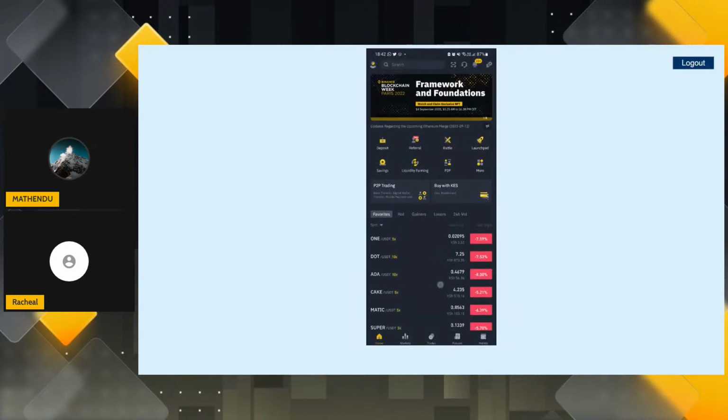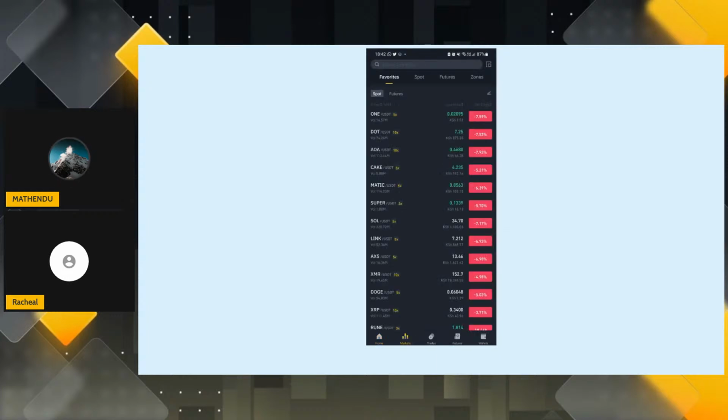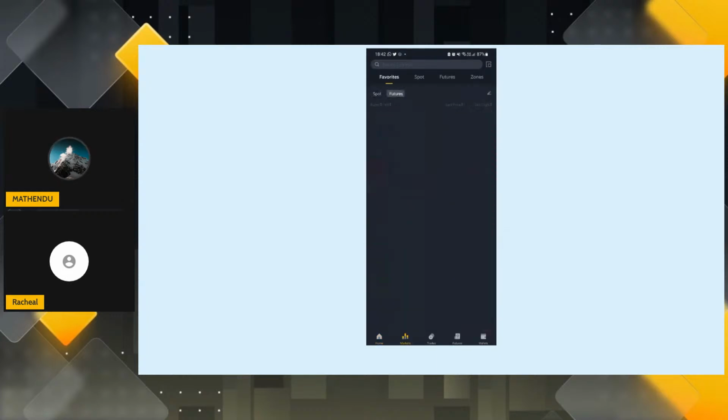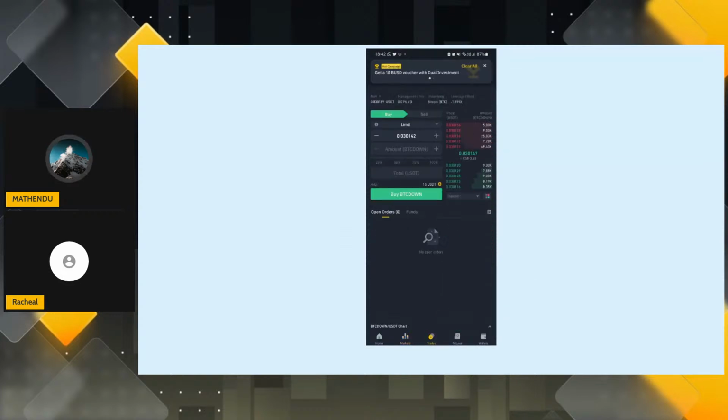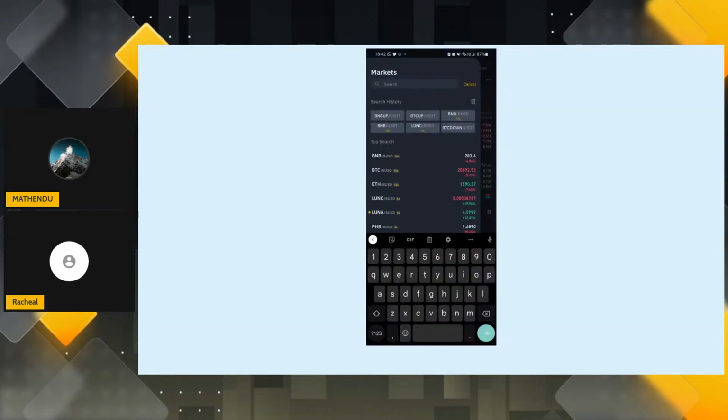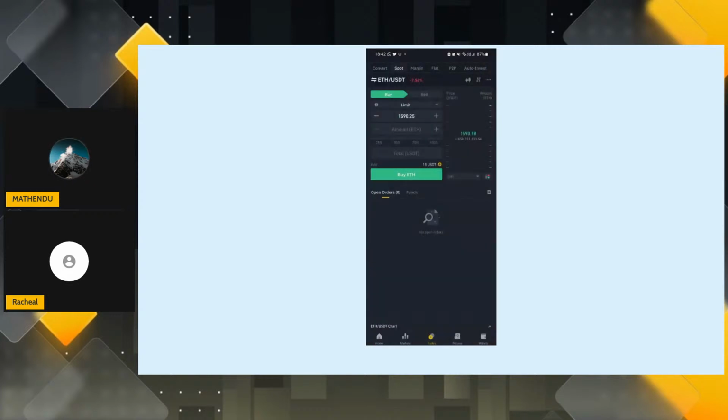Now this is the main screen. You can go to the markets tab where you can select whichever coins you'd like. This is the favorites part, and then the spot part, where you can select any kind of pairs that you'd like to trade. So under the trades tab, you can come in here and click on spot, and you can find your favorite ticker symbol. Let's say Ethereum is represented as ETH like this, and then you can come into this interface.